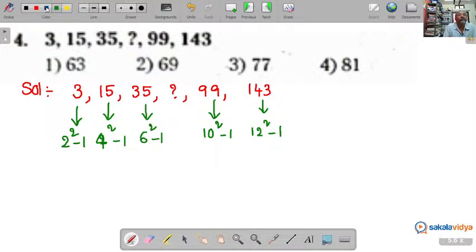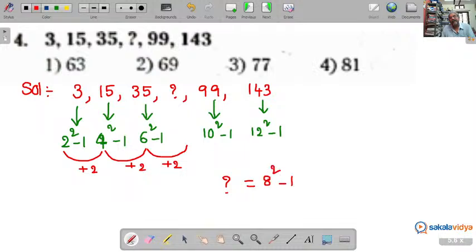What is the pattern you need to observe? Actually 2 plus 2 is 4, 4 plus 2 is 6, next you will be getting 6 plus 2. That means question mark is equal to 6 plus 2, which is 8. So 8 square and minus 1. What is the value of 8 square? Yes, you are correct. 8 square is equal to 64 and minus 1, so you will be getting 63. So our answer is 63. So that means first option is the right option.